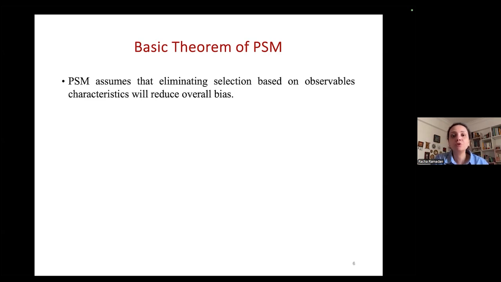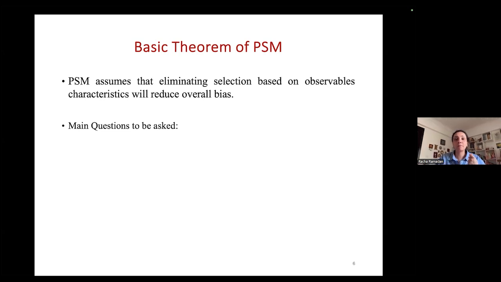So this is really important to reduce the overall bias, and to have a conclusion regarding whatever program or policy or treatment you want to measure its impact. So here, to be able to answer this main question and to eliminate the selection bias and measure the impact of a specific program or treatment on a specific outcome, there are two questions to be asked.